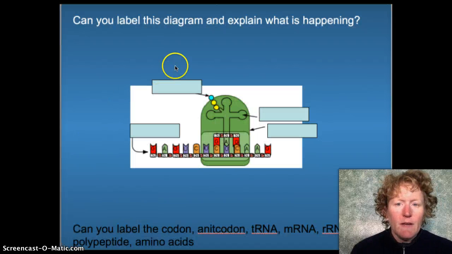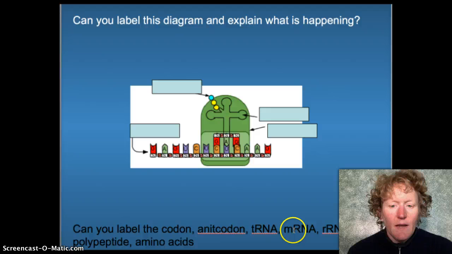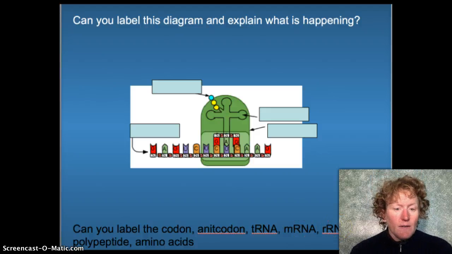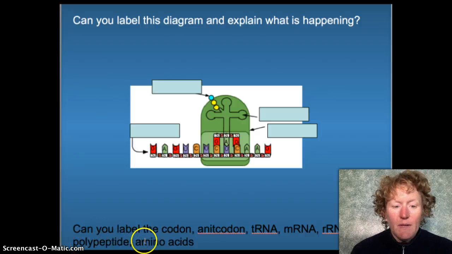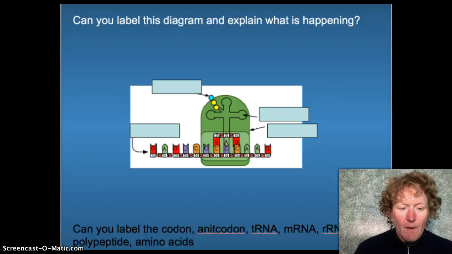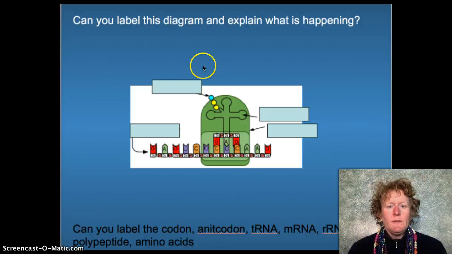Can you label this diagram and explain what's happening? See if you can put in codon, anticodon, tRNA, mRNA, rRNA, that's ribosomal RNA in case you forgot, polypeptide, and amino acids. Pause the video and see if you can label everything. Okay, let's see how you did.